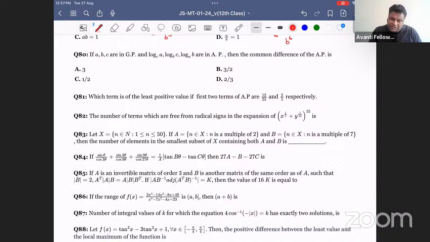Now, question number 81. Which term is the least positive value if the first two terms of the AP are these? See, it's a decreasing AP. What you will have to do is find the nth term and make it greater than 0. So what is the value of n you are getting? That will be your answer. Got it? Now, number of terms free from the radical sign. You have tried enough of this. Am I correct? All are quite doable questions. I'll do question number 84.